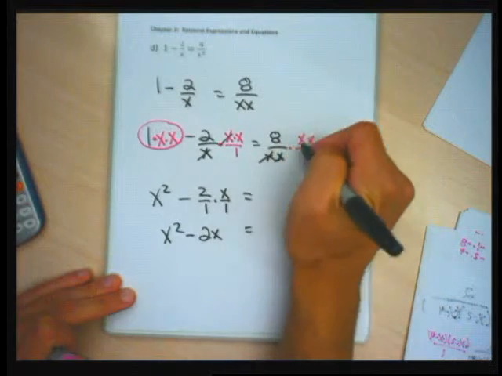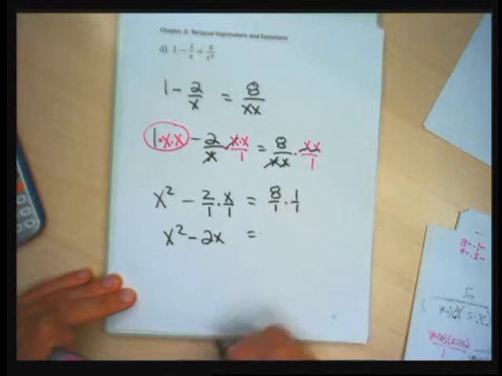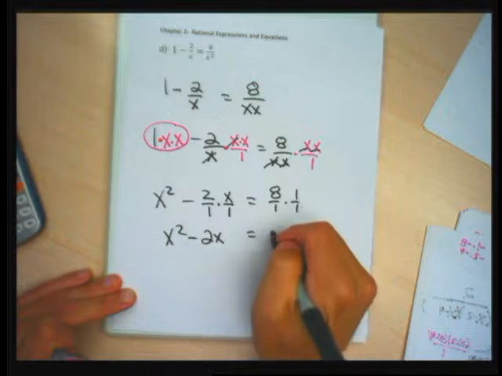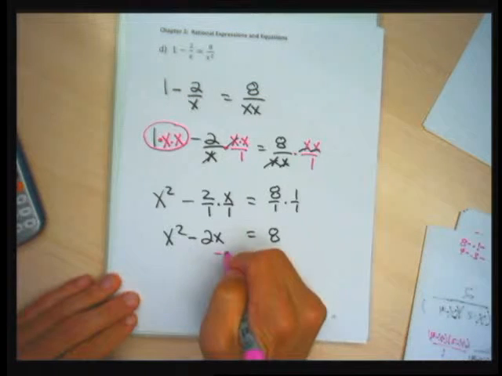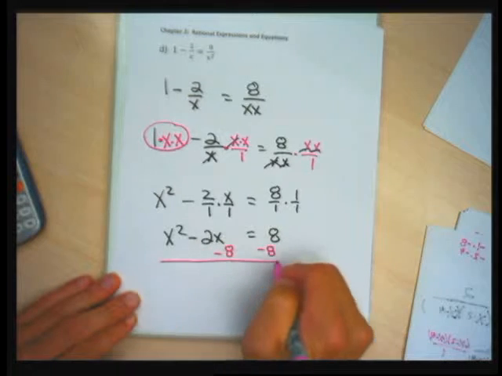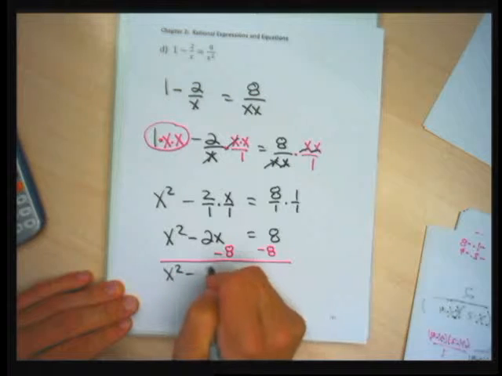To the right of the equal sign, the x's cancel. I get 8 over 1 times 1 over 1, and that's just 8. I don't need the denominators because there's 1s, and 8 times 1 is 8. I need to get the problem solved by factoring because of the x squared, which means I need to have the problem set equal to 0. I do that by minusing 8 from both sides.